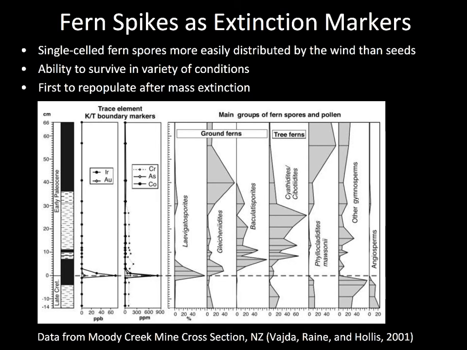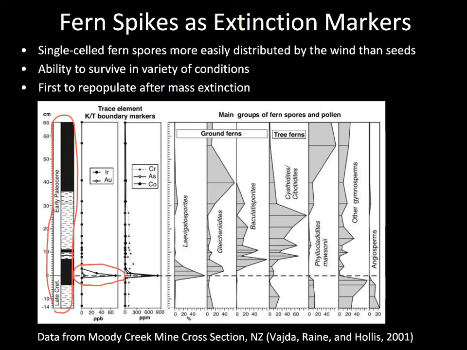This is data from a cross-section in New Zealand. You can see the rocks are symbolized and listed in that cross-section over here, and the KT boundary is indicated here by this iridium spike. And look what happens with ferns.